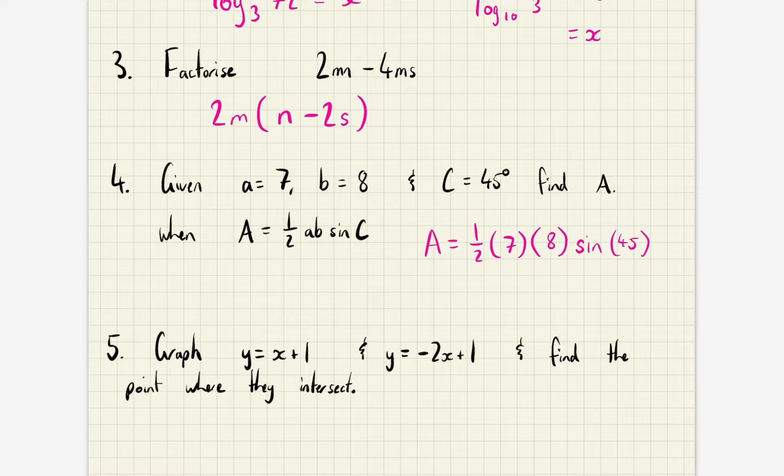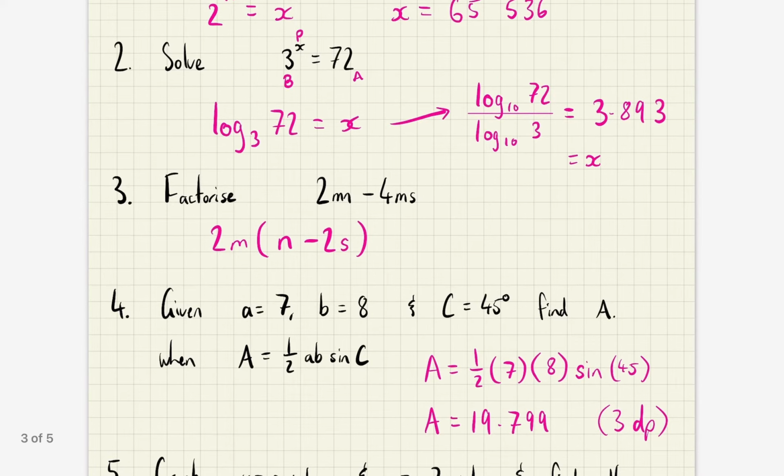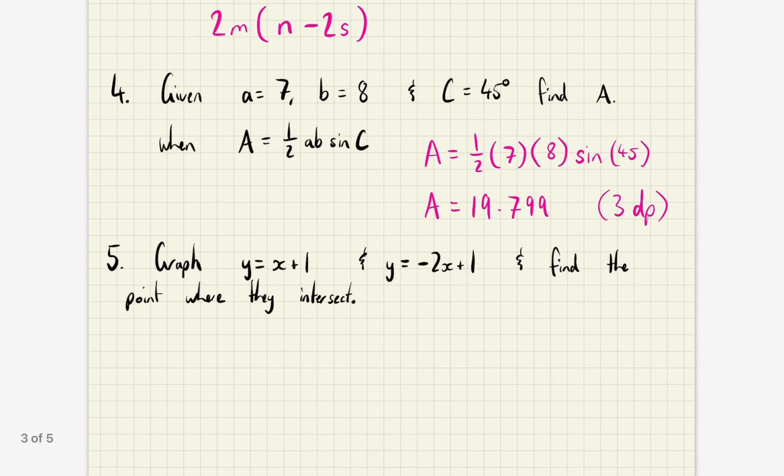Okay. All right, I'll just type that into the calculator. So half times 7 times 8 times sine 45, and I get A is equal to 19.799, so I'll go to 3 decimal places for that. So I'll just write that there, 3 decimal places. Should probably add that up here. This was to 3 decimal places as well.